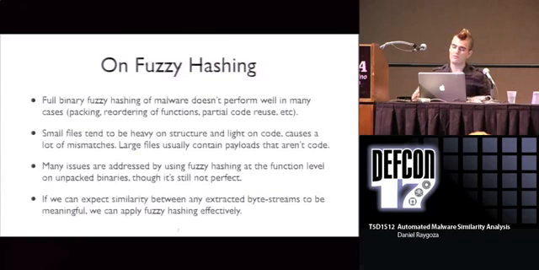The same is true sort of for large files. For large files, you end up with embedded payloads, whether it be a decoy document or a second stage or something like that. And again, you don't really care about that as much because you're looking for similarity in the code. So some of those issues are addressed by using fuzzy hashing at the function level.